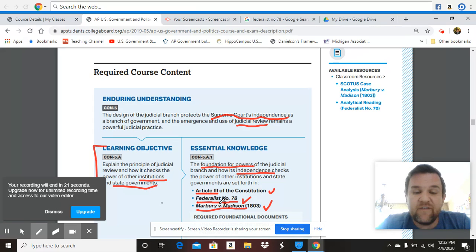And then Marbury versus Madison, the required Supreme Court case that basically highlights this concept of judicial review, right? That in this case, the Judiciary Act of 1789, parts of it are found to be unconstitutional, and the law is struck down by the Supreme Court, establishing this concept of judicial review.